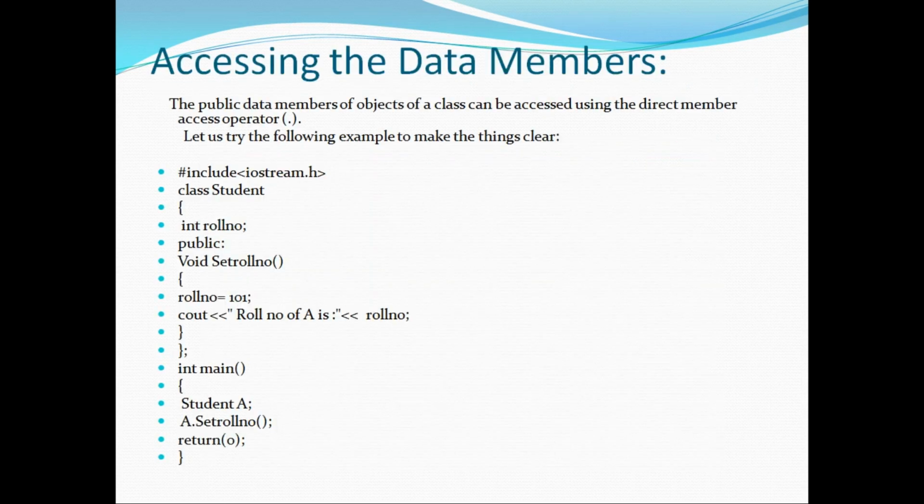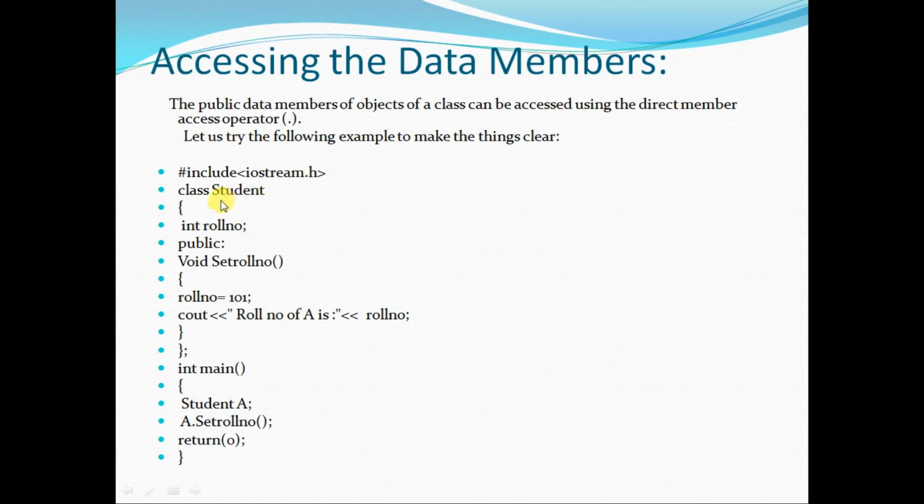This is how to access a data member. The public data members of objects of a class can be accessed using the direct member access operator dot. Let us try the following example to make things clear. Include iostream.h. This is the header file.